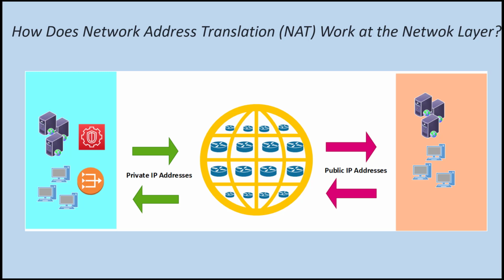NAT also acts like a security guard by hiding internal IP addresses from the curious eyes of external networks. It's like giving your devices an invisibility cloak, protecting them from potential threats. But how does NAT do this trick? It's like a master disguise, playing with the addresses in the packet headers by adjusting source and destination IP addresses. NAT makes sure your private network devices can smoothly talk to the vast external internet.